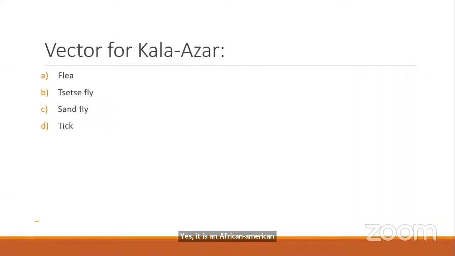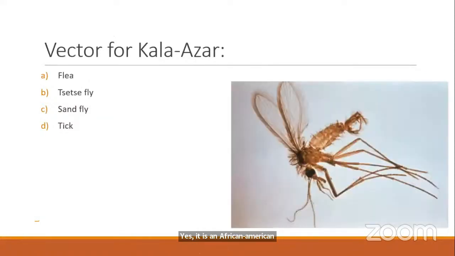Vector for kala-azar is this thing. What is this thing? No, it's not the tsetse fly, it is the sandfly. Okay, it is the vector for kala-azar. Tsetse fly is actually responsible for transmission of, sorry, not leishmaniasis, the sleeping sickness, African sleeping sickness. Okay.